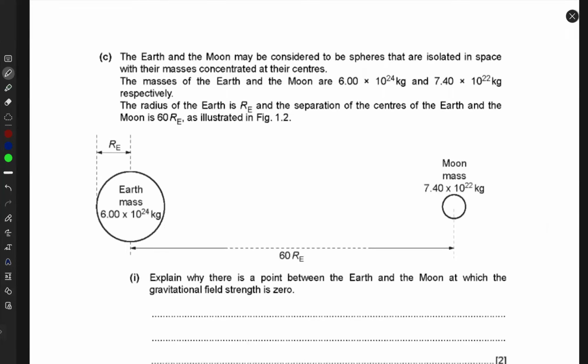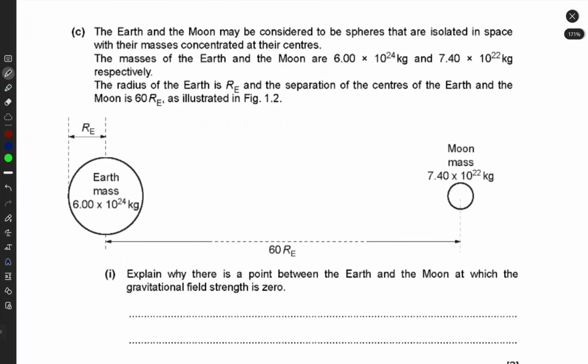Now the next part says that the Earth and the Moon may be considered to be spheres that are isolated in space with their masses concentrated at their centers. We have gone through this statement so many times, so we now know what it means. The mass of the Earth is 6 times 10 raised to power 24, and for the Moon we have 7.4 times 10 raised to power 22 respectively. So these are the masses of the Earth and the Moon.